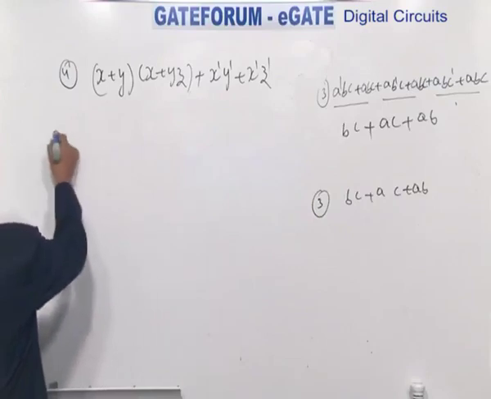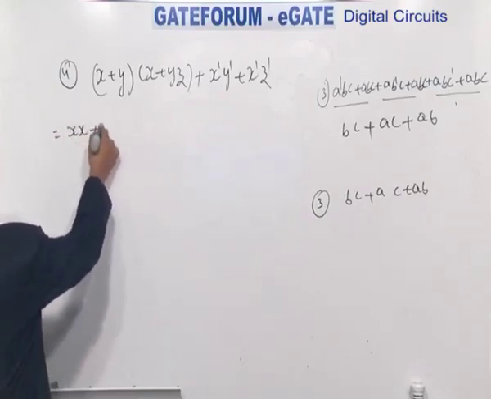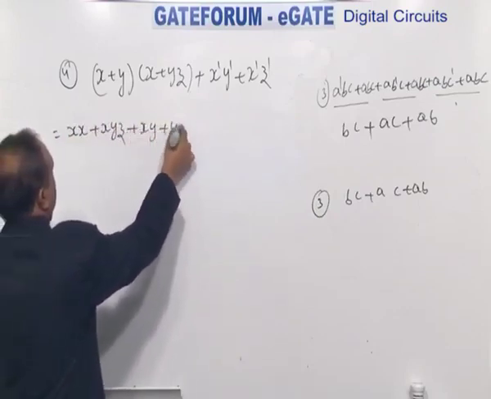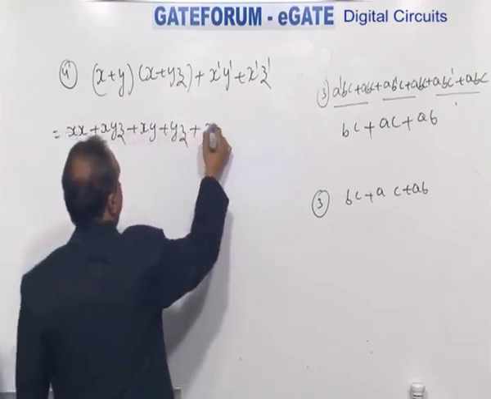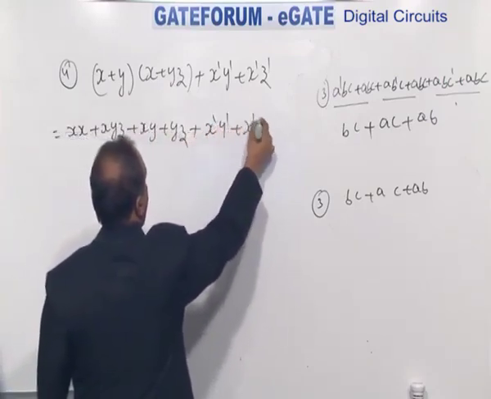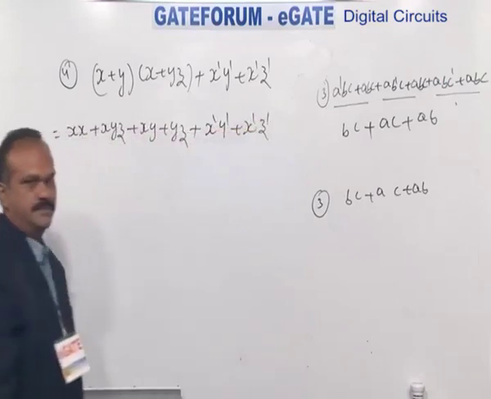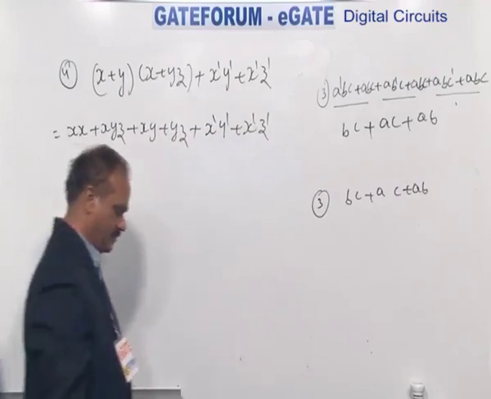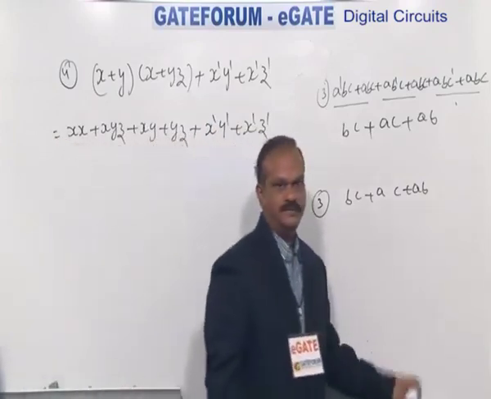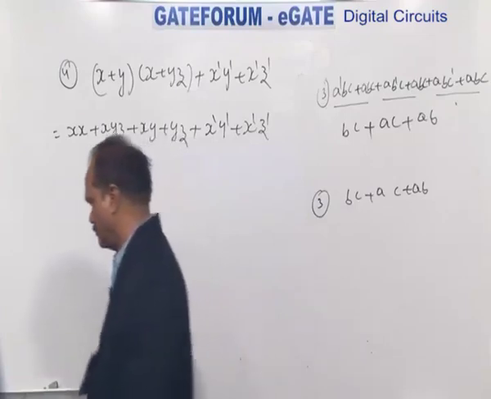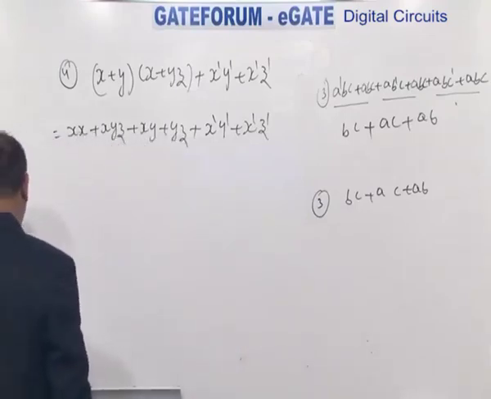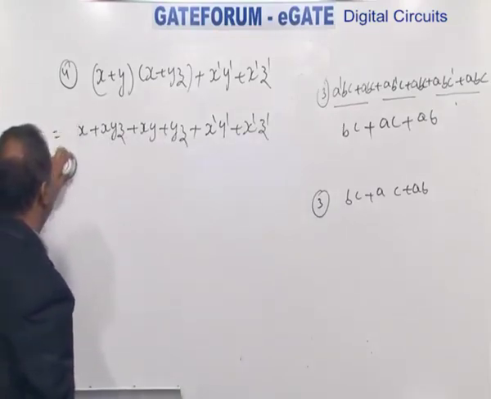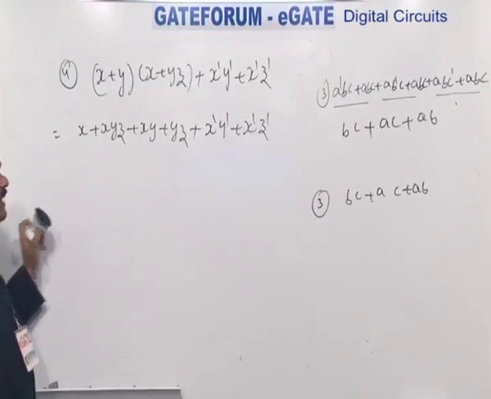First you multiply both. X into x is x, then xyz plus xy plus yz plus x bar y bar plus x bar z bar. The first step is just I multiplied. And x into x is x anyway, so one x I have eliminated.